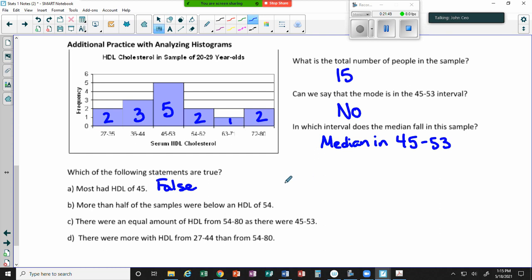More than half of the samples were below an HDL of 54. Is that true or false? It's true. How many samples are below an HDL of 54? Well, it's all these, right? There were an equal amount of HDL from 54 to 80 as there were from 45 to 53. From 54 to 80, there's how many? 5. And from 45 to 53, there's what? 5.